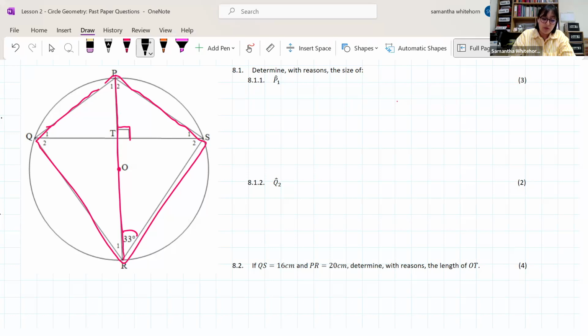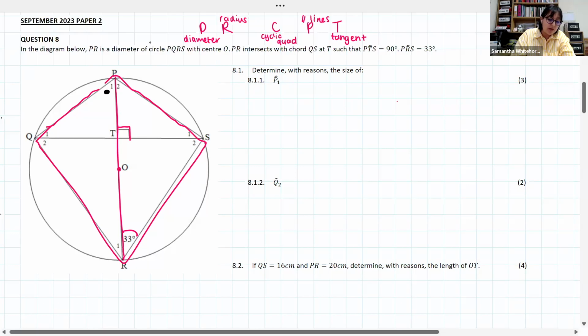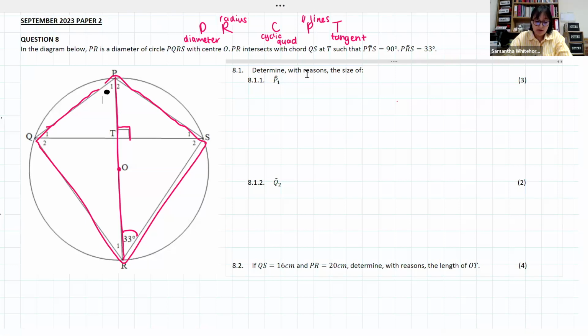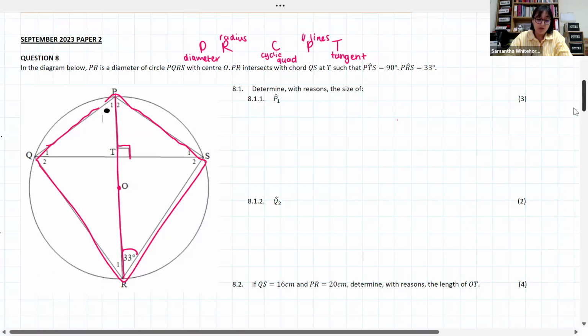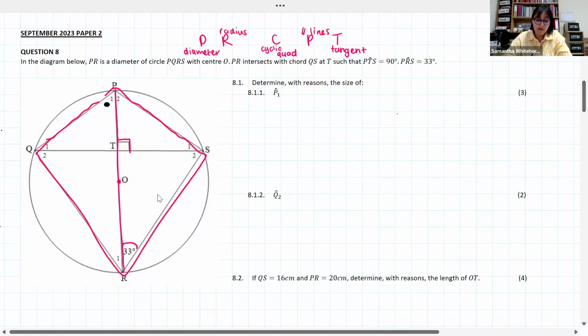So the first question I've been asked is determine with reasons the size of, and the first one is angle P1. So P1 is up there where I put the dot. I want you guys to take a minute or two, think about how you could potentially get the size of angle P1, and then you can either unmute yourself or put it in the chat. I'll give you a hint: you can't get directly to P1. You're going to have to do some other steps first before you can get to P1.